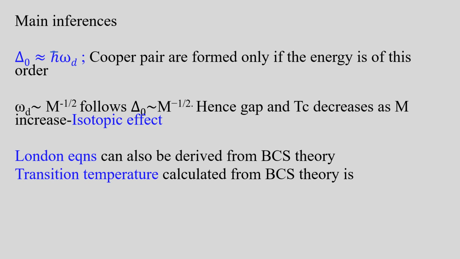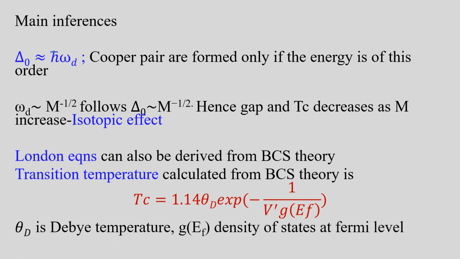The transition temperature calculated from BCS theory is Tc equals 1.14 theta d e raised to minus 1 by V dash G of EF, where V dash is the strength of electron-phonon interaction, G of EF is the density of states at the Fermi level, and theta d is the Debye temperature. Thus, BCS theory could explain all the features of a superconductor successfully.